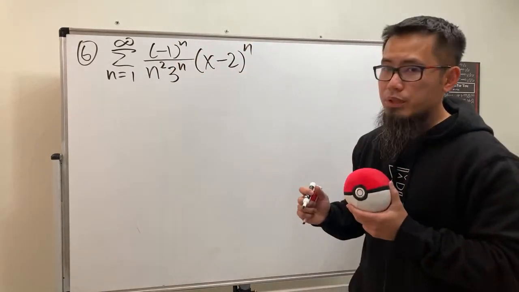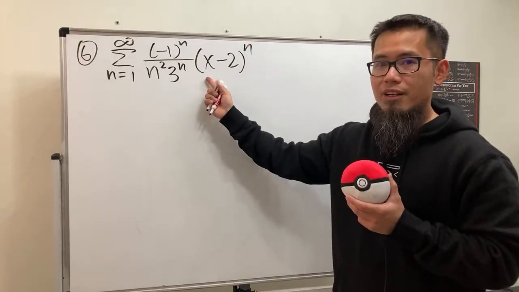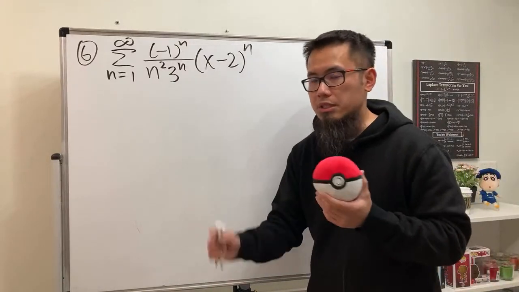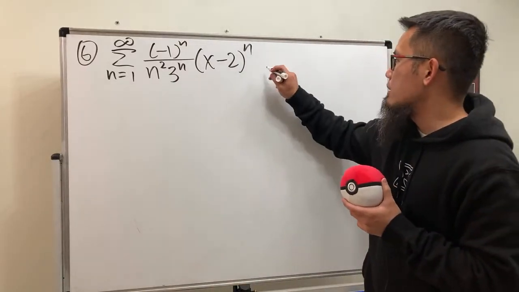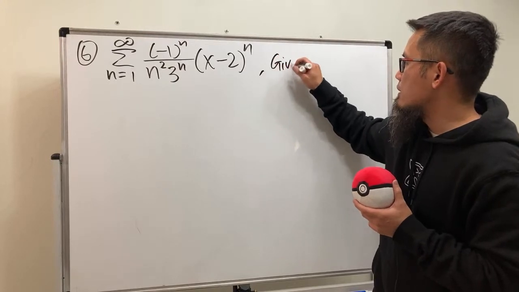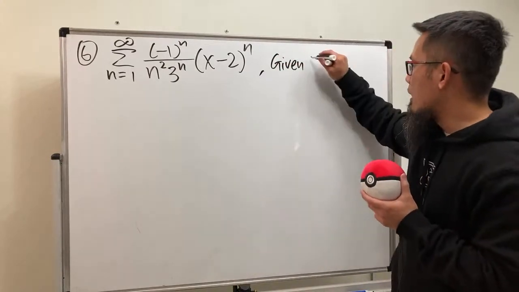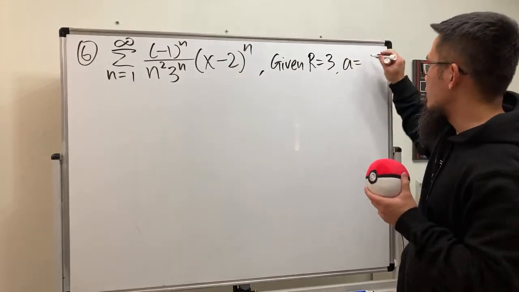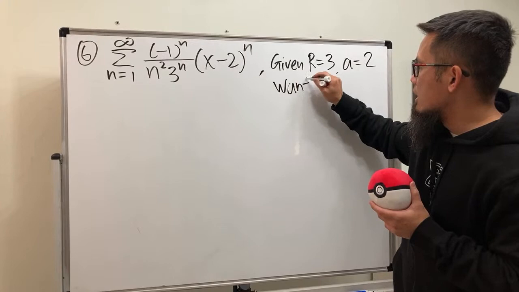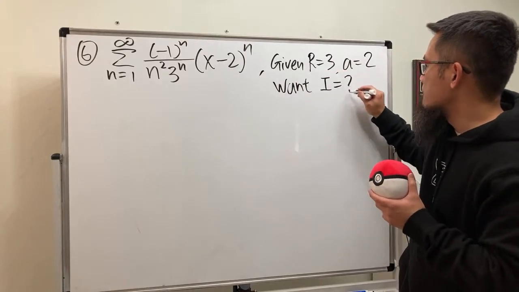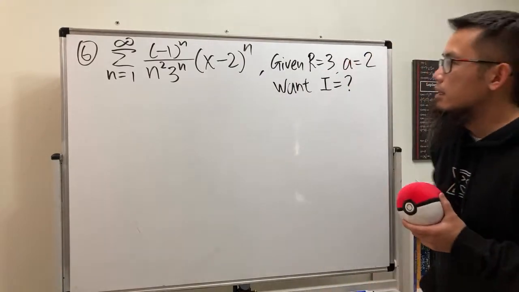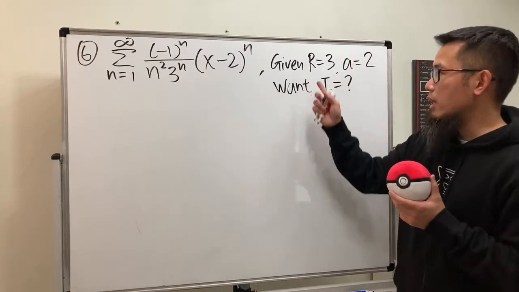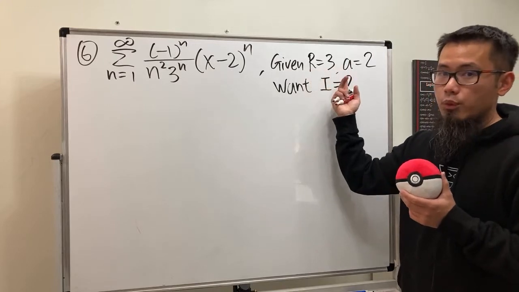Why is this a power series, you ask? You see the x right here. This is a series representing a function, but we just don't know what the function is. But we do know the following: R is equal to 3 and a is clearly equal to 2, and we want the interval of convergence. It's a multiple choice question, so it's a quicker question. That's why I give the radius of convergence equal to 3.